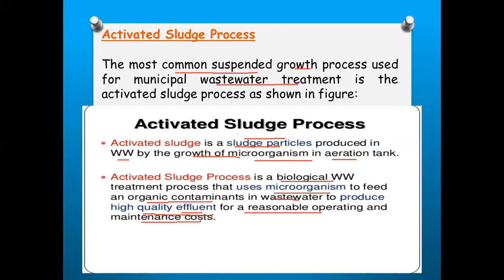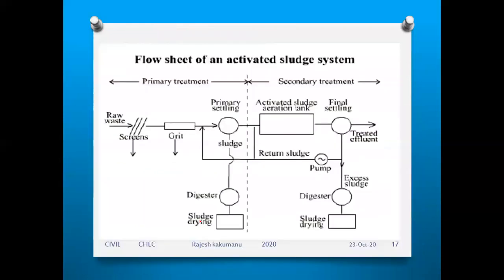Next, if you see the flow chart or flow sheet of an activated sludge system, this is the primary. Leave this one, which is already discussed in unit 3. So there is no need of drawing or discussing this one. Only see or draw this one.